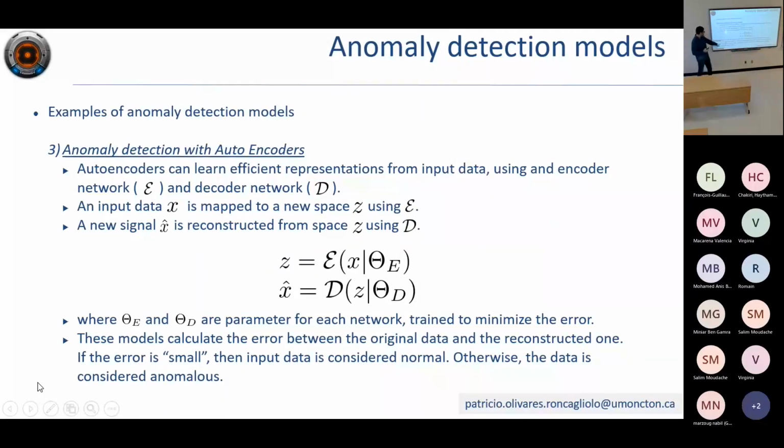You can see here, this model calculates the error between the original data and the reconstructed one. If the error is smaller than the threshold, it is considered normal data. Whenever you have a very small distance between the original data and the reconstructed one, that means you have normal data, and otherwise the data is considered anomalous.